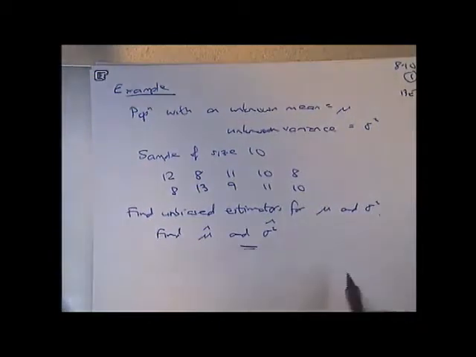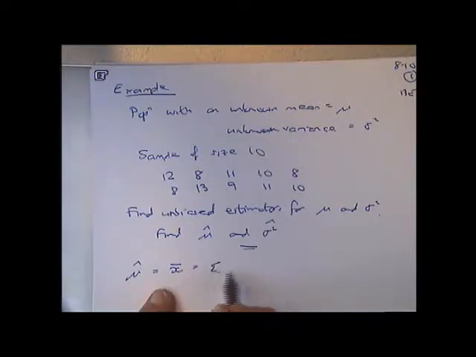So, from what we saw on the previous page, how do I find an unbiased estimator for the mean mu? What do I use as my unbiased estimator for the population mean that we don't know? Well, you just use x bar, because the expectation of x bar equals mu. Yeah. We use x bar.